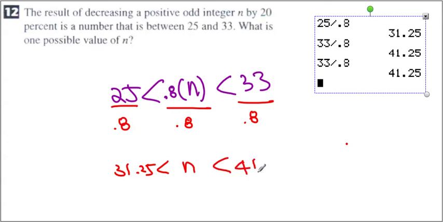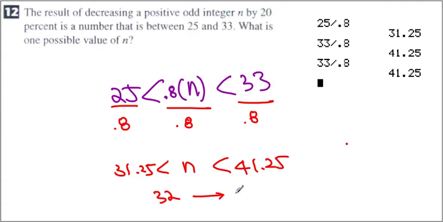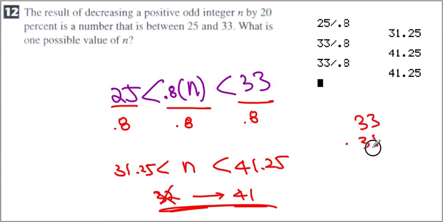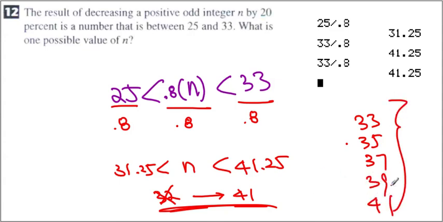And then 41.25. So any number from 32 all the way up to 41 will be accepted. Alright, let's look into the next. Odd number, so in fact, the only possible numbers have to be 33, 35, 37, 39, and 41. Those are the possible choices, I guess.